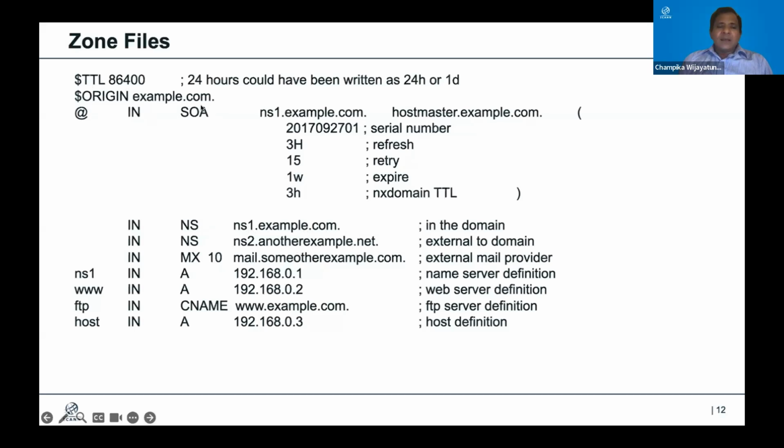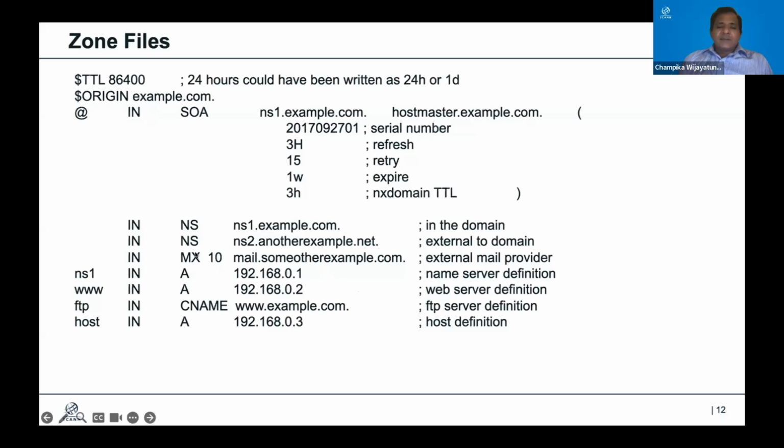Because I am running example.com, right? I don't need to specify the name server IP address of this one, ns2.anotherexample.net, because it's outside my zone, right? So I only need to specify the glue record of this ns1.example.com, right? Which is this one. So like this, you would actually create your zone data in your zone file.